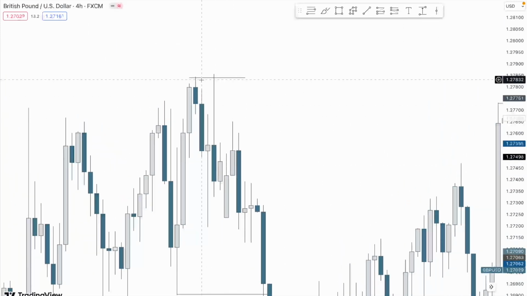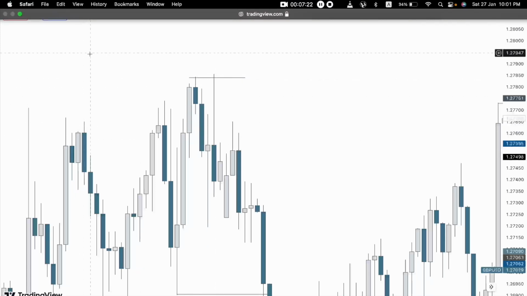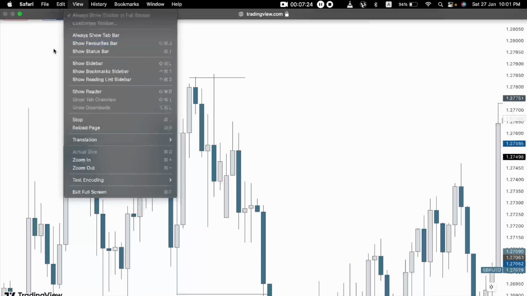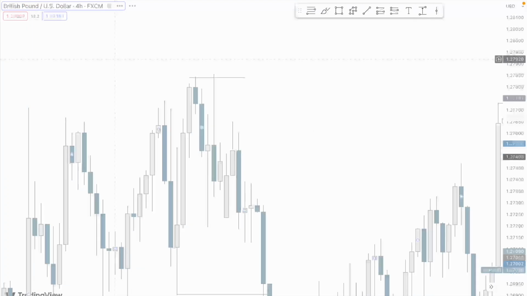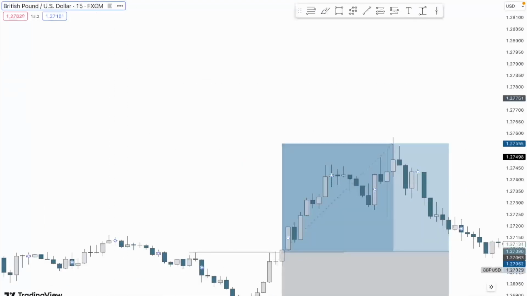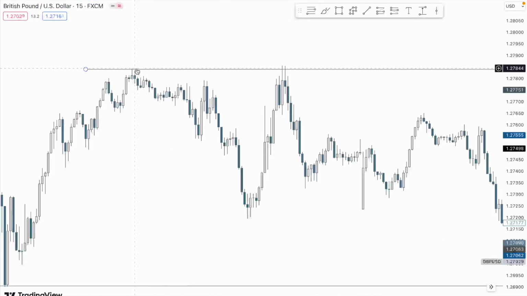Now we will discuss this one. Again, you can see the price swept the high. Okay, it closed below it. So we will shift to smaller time frame. Let me shift to 15 minute. Let's discuss this one now. So this is the third example.